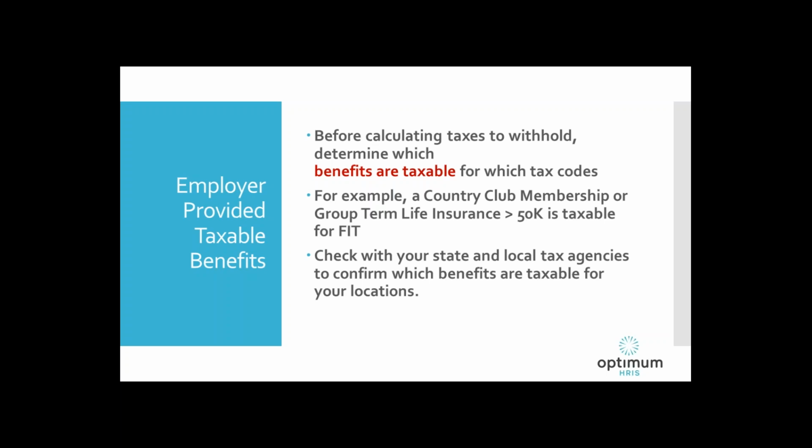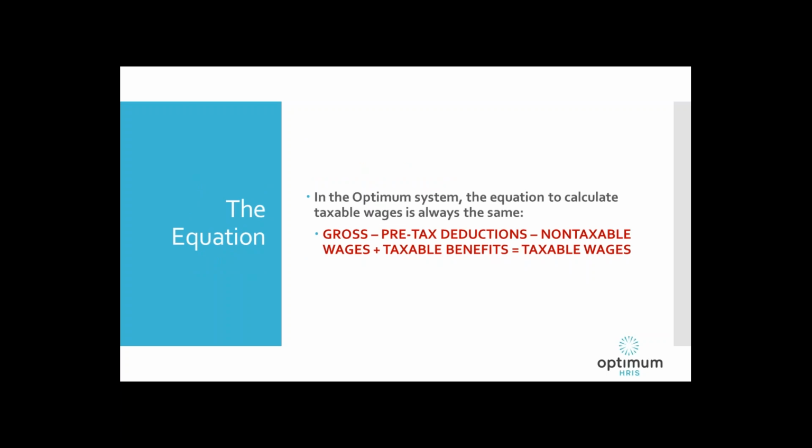Some of you may have seen other older payroll systems actually pay these as wages and then turn right around and deduct these back out to take them out of gross but increase taxable. Some examples of these might be country club membership, group term life over $50,000, and again, like we mentioned, gift cards. Again, we're talking about federal income taxes today, but also remember state and local taxes. Always check with those agencies to see what's going to be taxable.